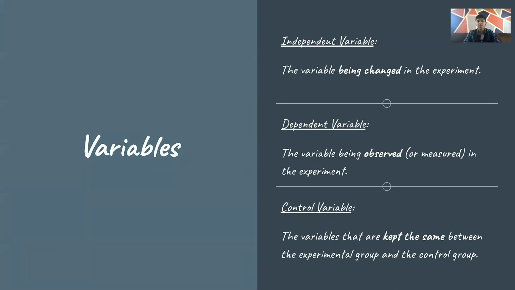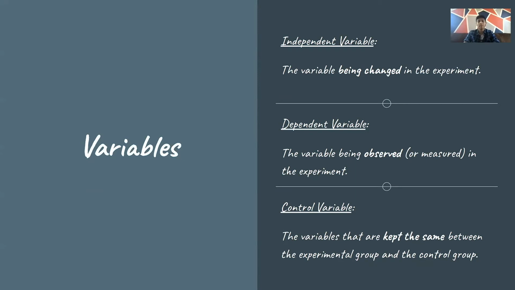So variables are the things that you'll be changing, measuring, and controlling throughout an experiment, so you can make sure that the experiment will output the most accurate scientific data that it can possibly do. So there are three types of variables in a scientific experiment. These are the independent variables, which is the variable that you're changing, the dependent variable, which is the variable that you're measuring, and the control variables, which are the variables that are kept the same so you can make sure that you have accurate findings that you can publish in the world.